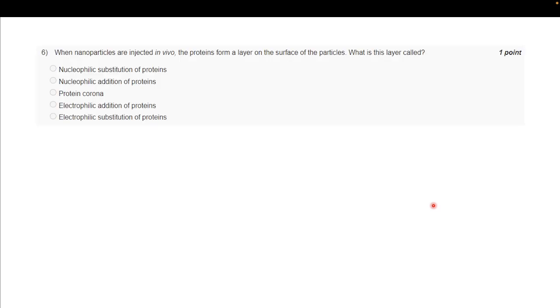The next is, when nanoparticles are injected in vivo, the proteins form a layer on the surface of the particles. What is this particular layer called?